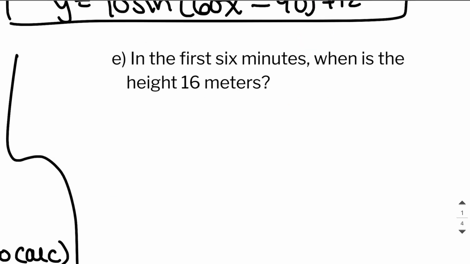Okay, so for this last question, you're going to want to write small because unfortunately we don't have that much space for the question, but there's a lot of stuff that we have to do. So it says, in the first 6 minutes, when is the height 16 meters? So essentially what we want to do here is figure out when the height, or the y value, is equal to 16. So we're going to sub this in.